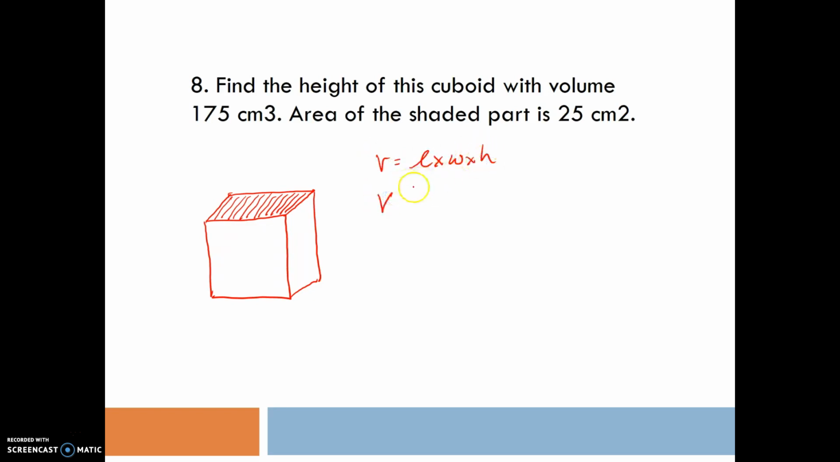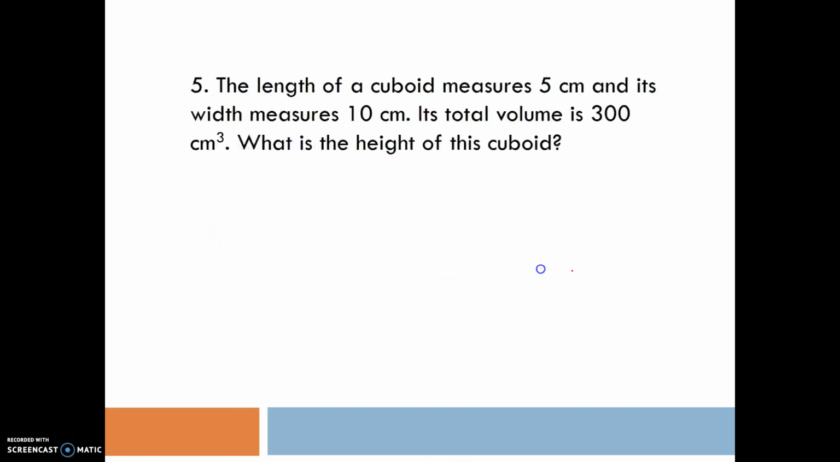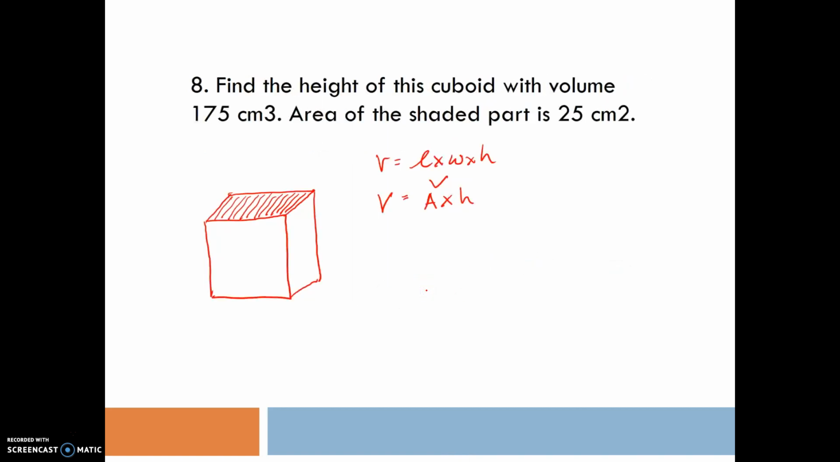Now notice that length times width, that's the formula for area, isn't it? So we could rewrite that formula like that. Volume equals area times height. And we're given the area of one face of this cuboid. So when I substitute in my values here, I'm going to substitute in 25 centimeters squared times height, and I'm going to substitute 175 cubic centimeters for volume.